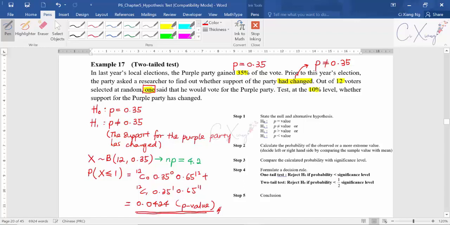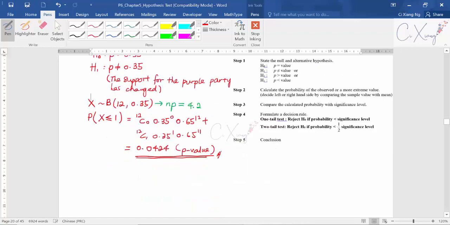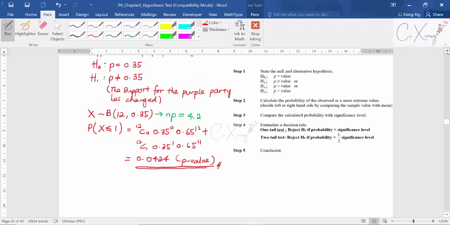So this is your second step. Now you continue to the third step. Again, you need to sketch a diagram to help you. My diagram will look something like this. Let's say this is x equals 0 until 12. Because this is a two-tail test, when you want to shade the rejection region, you have two rejection regions, on both the left and right-hand side here.